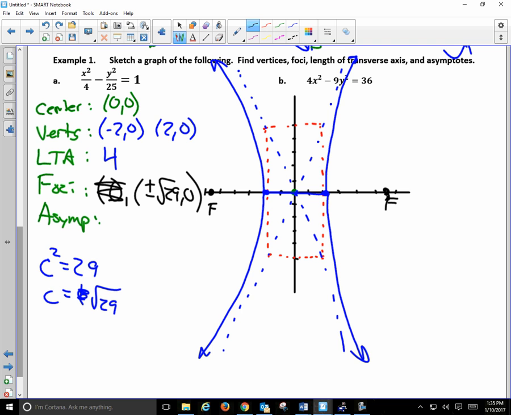And for the asymptotes, what are the two things that I need? A slope and a point on the line. The point on the line is easy, 0, 0. Look at my box. What's my slope?